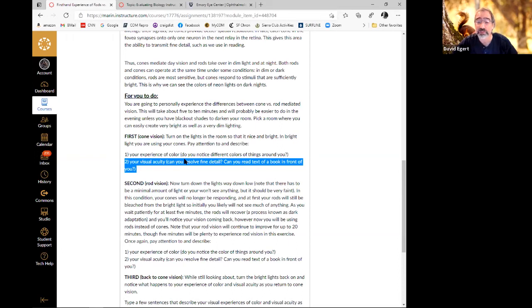I'd say it's worth just having a book in front of you because that's a good way to tell if your visual acuity is high or low. If you look at a book and you can read the letters, you know you've got good visual acuity, assuming you're wearing your glasses or whatever.